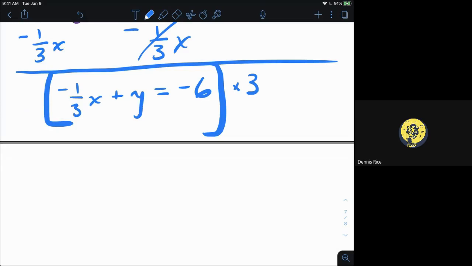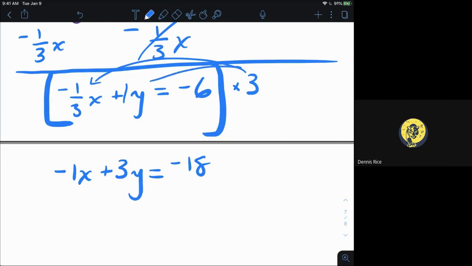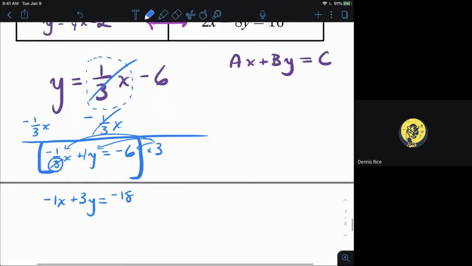The negative 1/3 is going to become -1. Just 1y is going to become 3y. And the -6 is going to become -18. Basically, everyone gets multiplied by 3. And the whole purpose of choosing 3 was this cancels. 3 divided by 3 is 1, right? So the denominator cancels out. And that would be our standard form version of that purple equation that we started with.